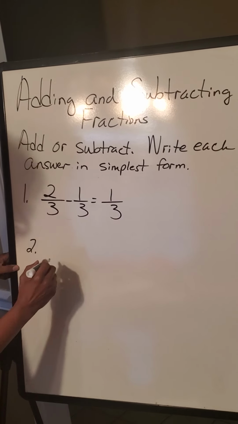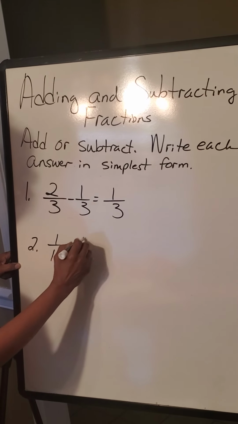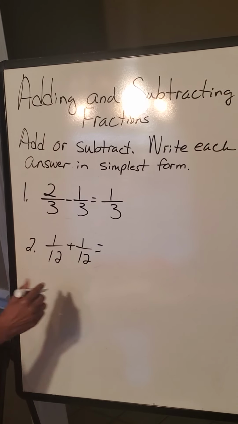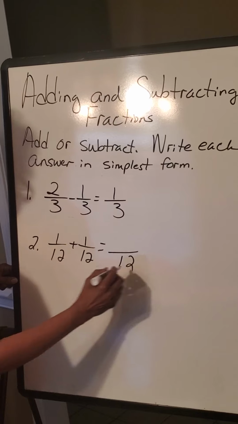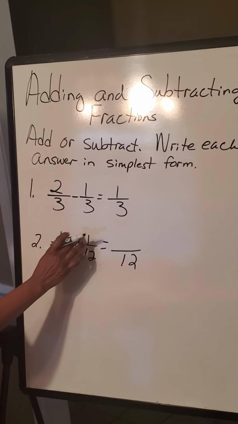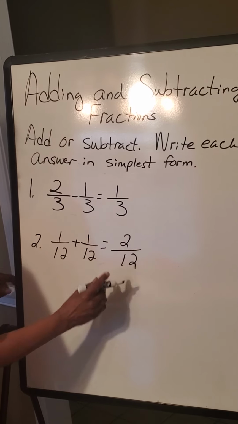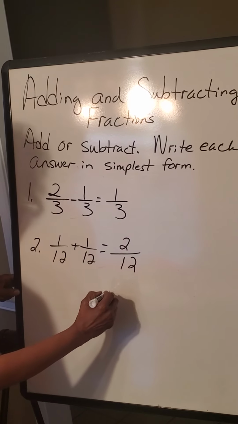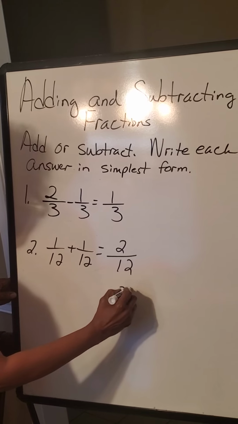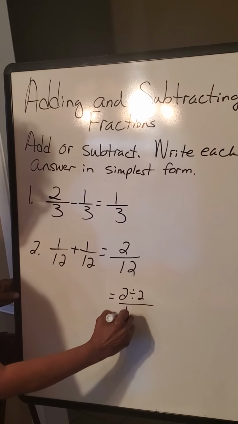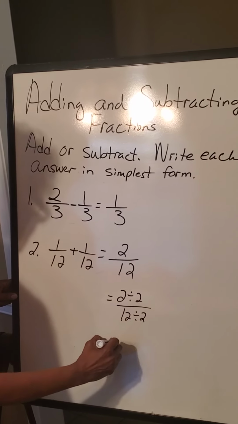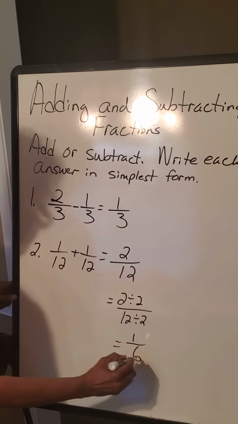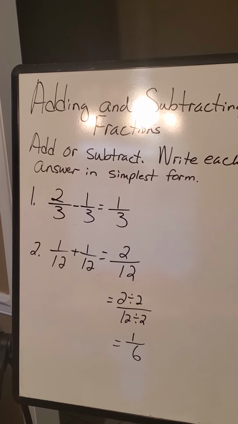Example 2, if I have 1/12 plus 1/12, again, these two fractions have the same denominator of 12, so I keep that denominator. Adding my numerators, 1 plus 1 gives me 2. Well, 2 and 12 have a GCF of 2, so I'm going to reduce by dividing my numerator by 2, divide my denominator by 2. 2 divided by 2 gives me 1, and 12 divided by 2 gives me 6. So my simplified answer is 1/6.